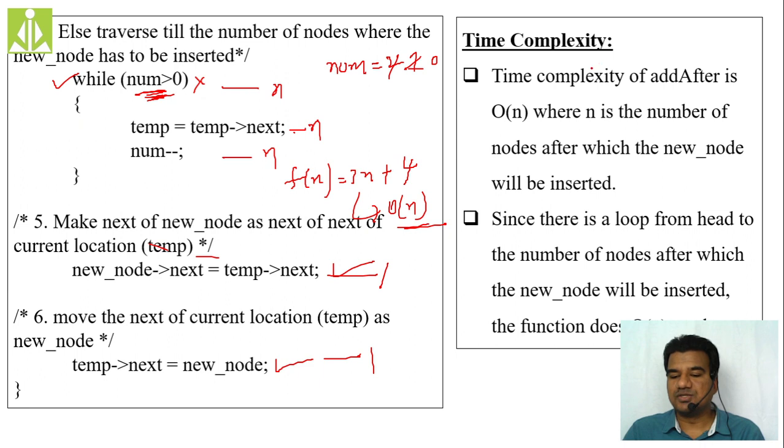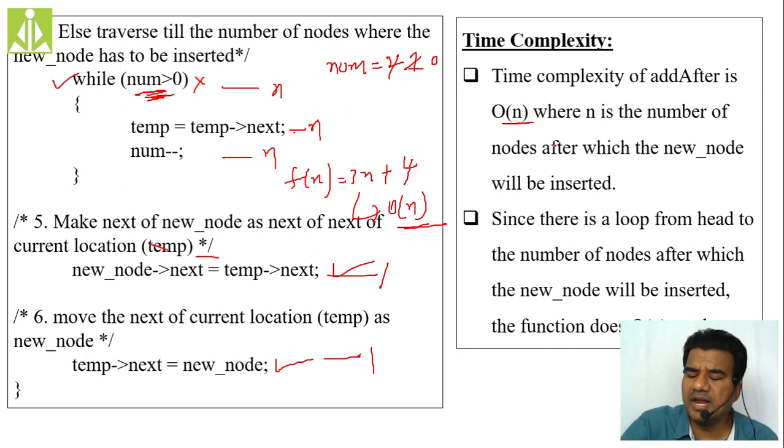Order of n. As you can see over here, the time complexity of add after is order of n, where n is the number of nodes after which the new node will be inserted, and that is unknown when the function is called. That is the reason why our time complexity will become order of n. Since there is a loop from head to the number of nodes after which the new node will be inserted, the function does order of n work. So this thing you have to remember immediately.